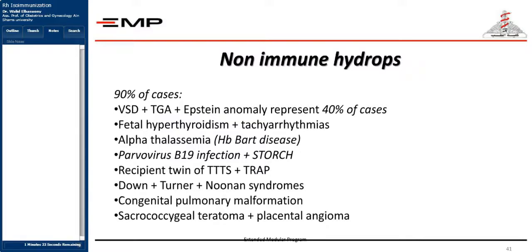So, is there something called non-immune hydrops? Yes, of course. And this forms more than 90% of the cases. What are the causes of non-immune hydrops? What do you mean by non-immune hydrops? That we could not identify a specific antigen-antibody reaction.